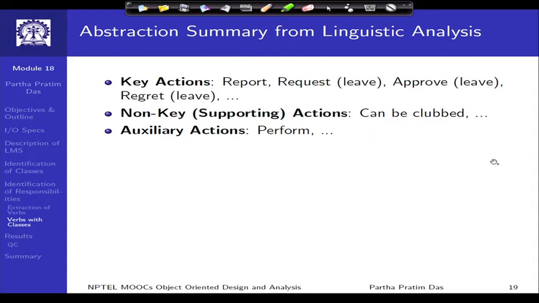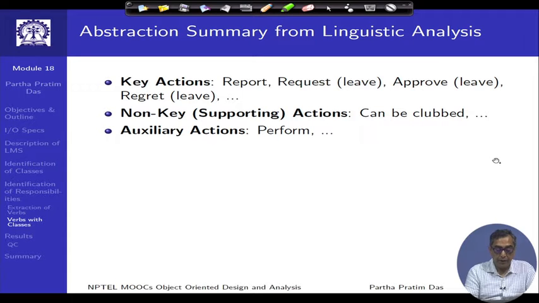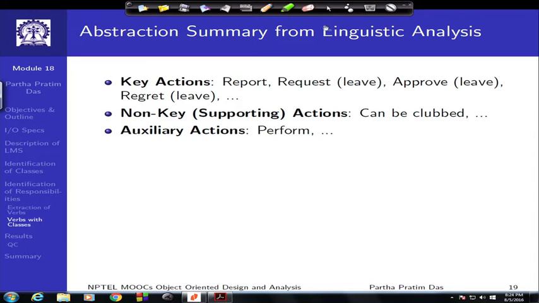So, this now brings us to the abstraction summary of our linguistic analysis. We will say that we have key actions: report, request, approve. These are the key actions. So, these are the verbs or responsibilities that we have identified, and then we are trying to say what is core, key, and what possibly is just a supportive one.